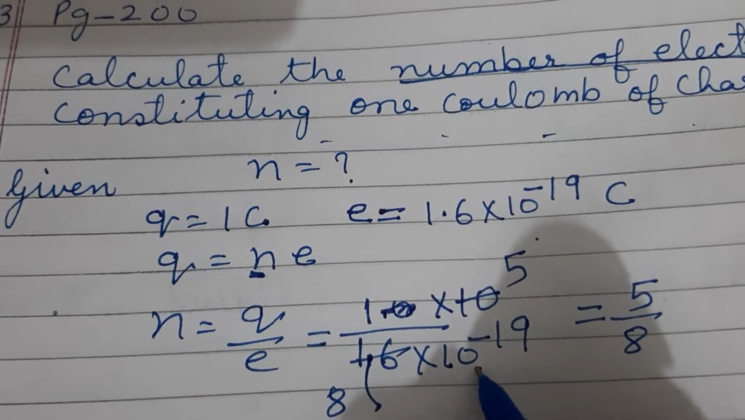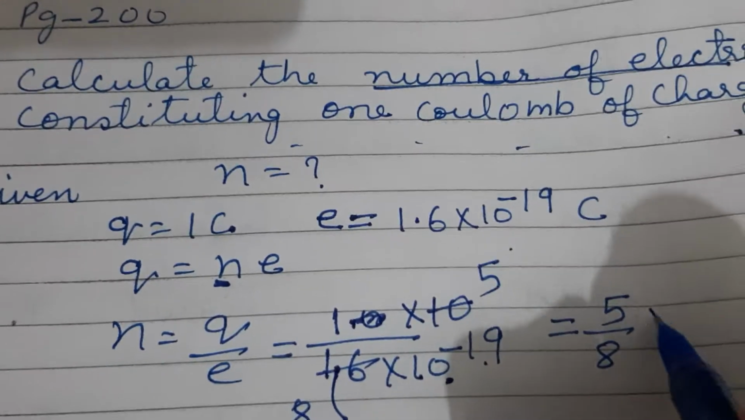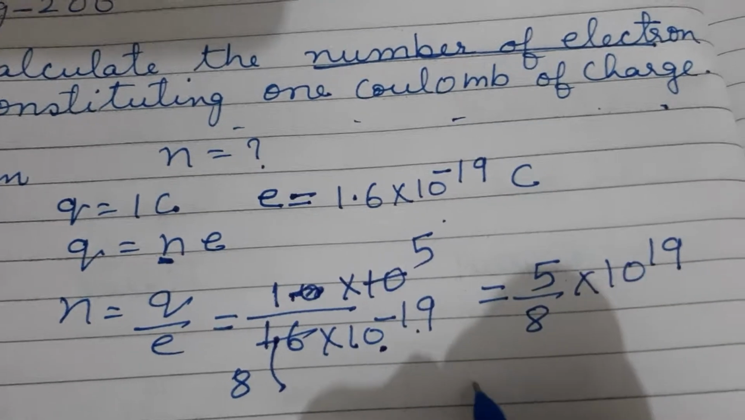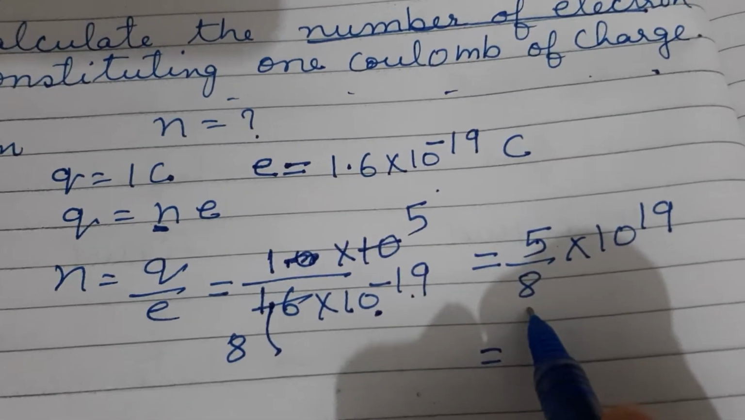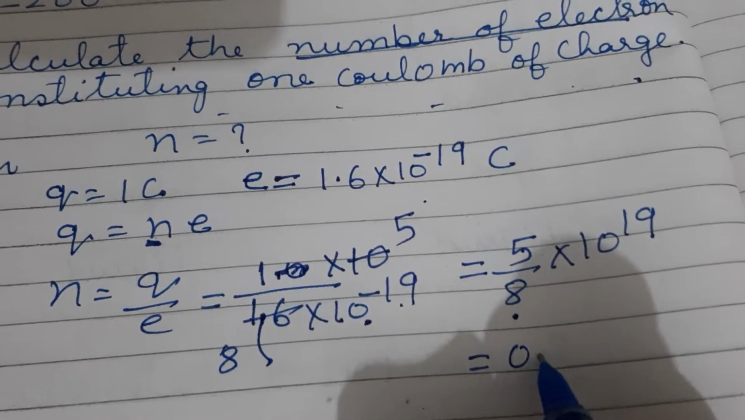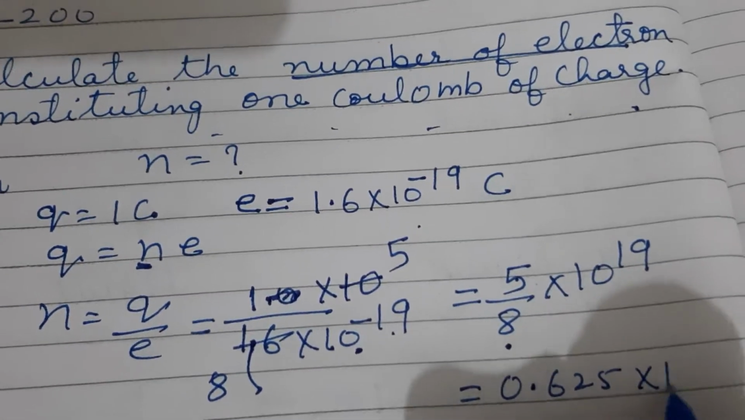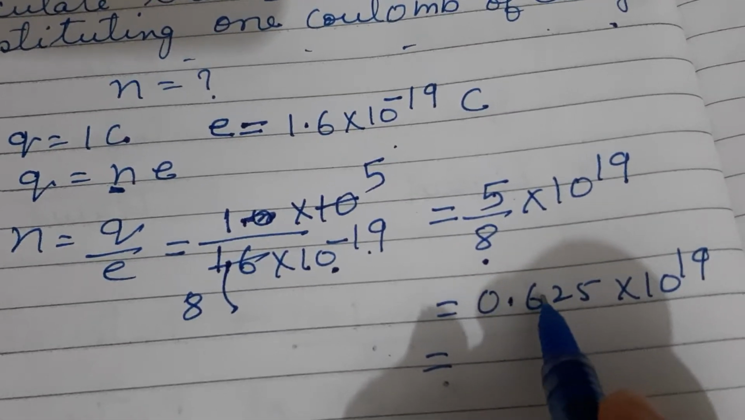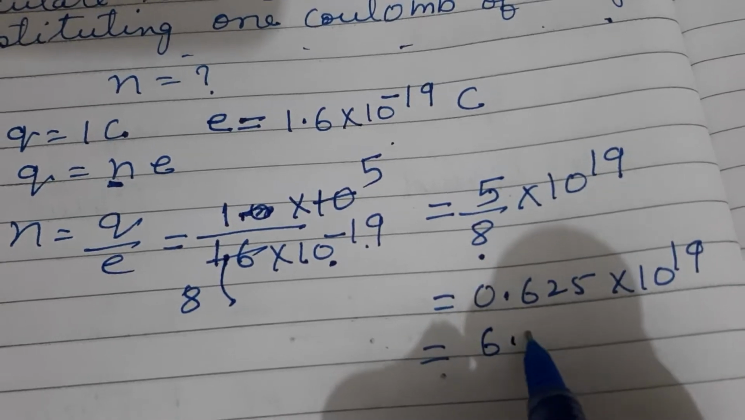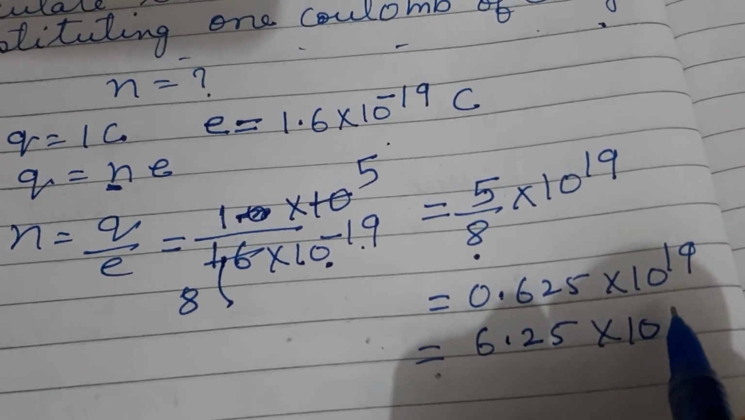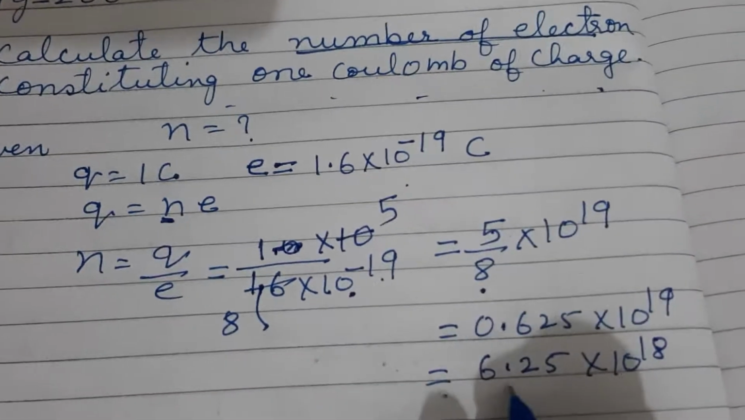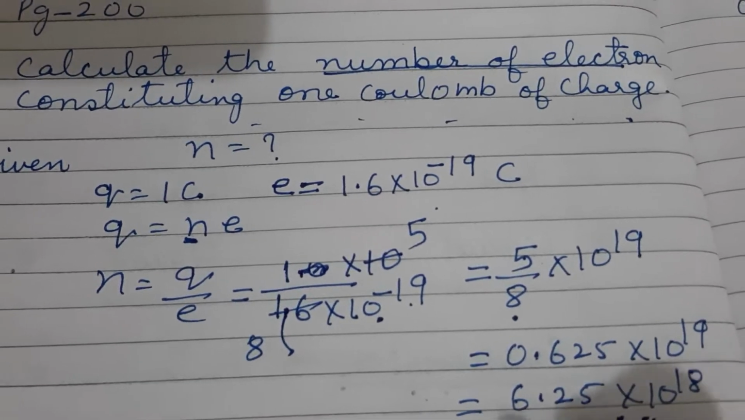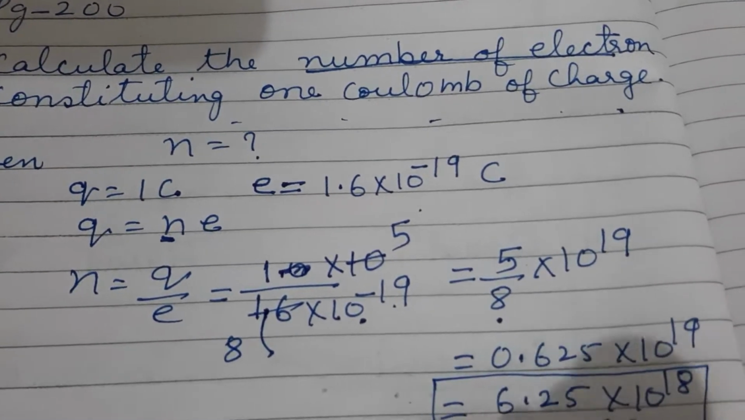Now this 10 raised to power minus 19, we will take it up here, so it becomes 10 raised to power plus 19. Now we will divide 5 by 8. So we will get 0.625 into 10 raised to power 19. If we shift this decimal by one place, then we can write this as 6.25 into 10 raised to power 18. So this is the number of electrons constituting one coulomb of charge. So this is our answer.